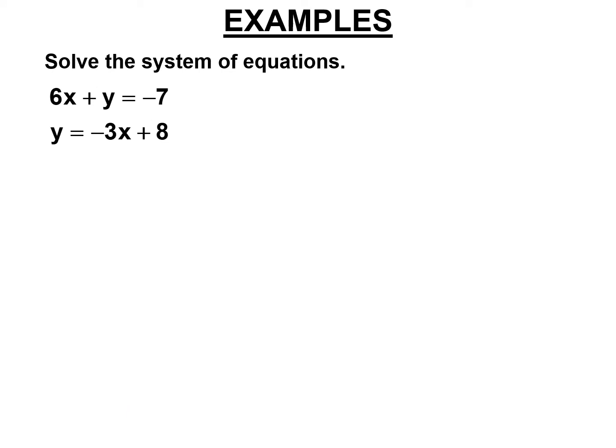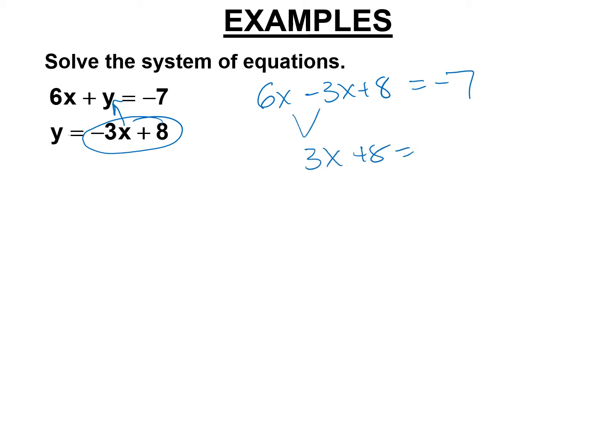Okay, it doesn't matter which one's in slope-intercept or which one's in standard. This equals that y, so we can put it where that y is. That's what you're going to do. And we get 3x plus 8 equals negative 7. Subtract 8 from both sides. 3x equals negative 15, right? Negative 7 minus 8.